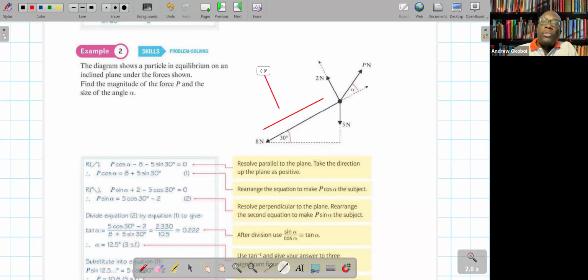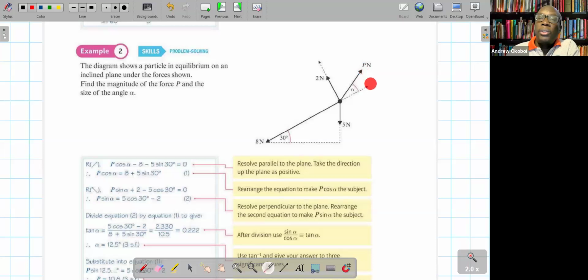So this one, you can essentially take as our vertical, and this one as our horizontal, if you like. That's entirely up to you. So let's look and see how they did this, and follow it carefully. I'll rub this off so that it doesn't confuse us. Okay, when you see this, they're resolving parallel to the plane. So they're assuming that it's going up like this, so they're resolving parallel to the plane.